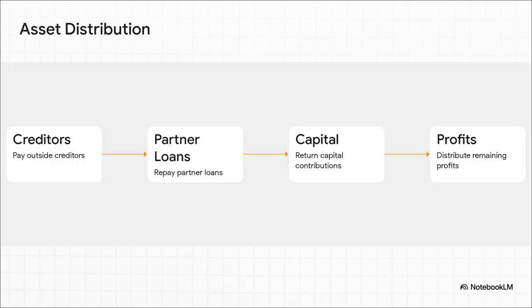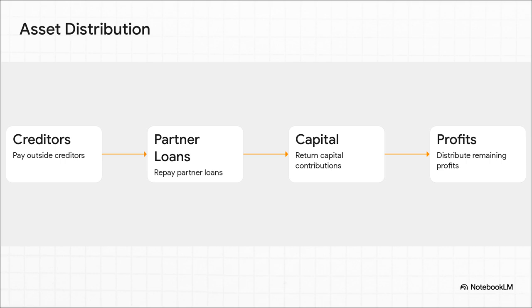Now, the second part of question 4b asks, outline how partnership property is applied on dissolution. Please don't just say split the cash. You have to give them this exact step-by-step hierarchy. First, you pay off the outside creditors. Second, you repay any loans the partners personally made to the firm. Third, you return everyone's initial capital contributions. And finally, you distribute whatever profits are left.